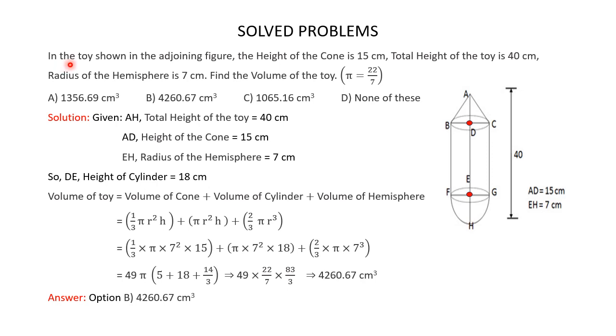In the toy shown in the adjoining figure, the height of the cone is 15 centimeters, total height of the toy is 40 centimeters, radius of the hemisphere is 7 centimeters. Find the volume of the toy. The value of pi is 22 by 7. Here you are given 4 options and you have to find out which one of these is the correct option.